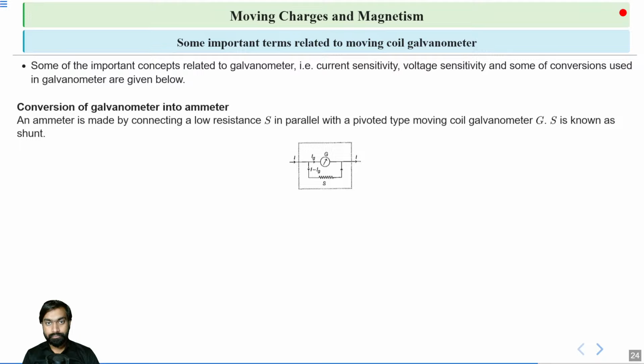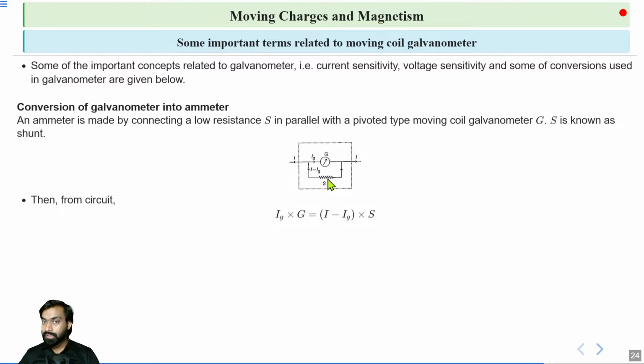If the total current flowing in the circuit is I, then a small current Ig, look at the figure, flows through the galvanometer. The remaining current I minus Ig flows through the shunt resistor S.